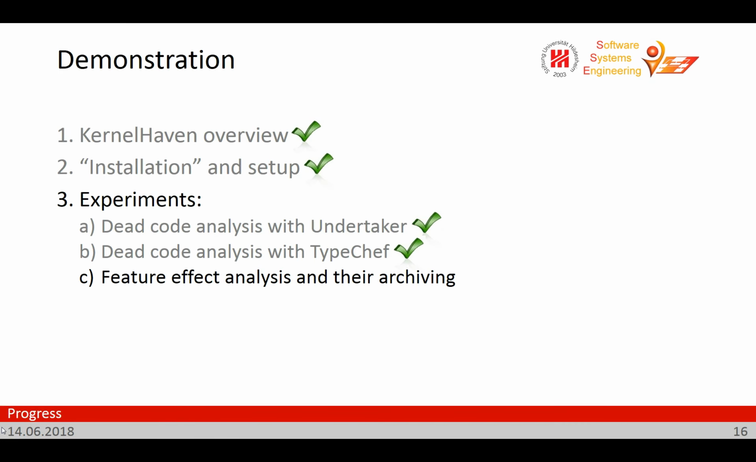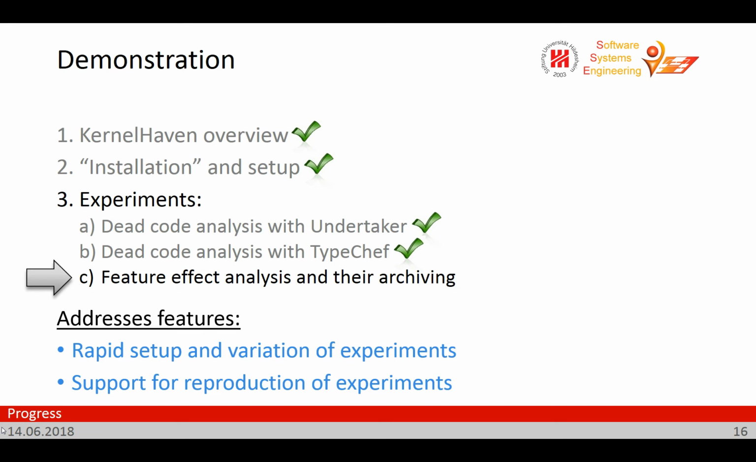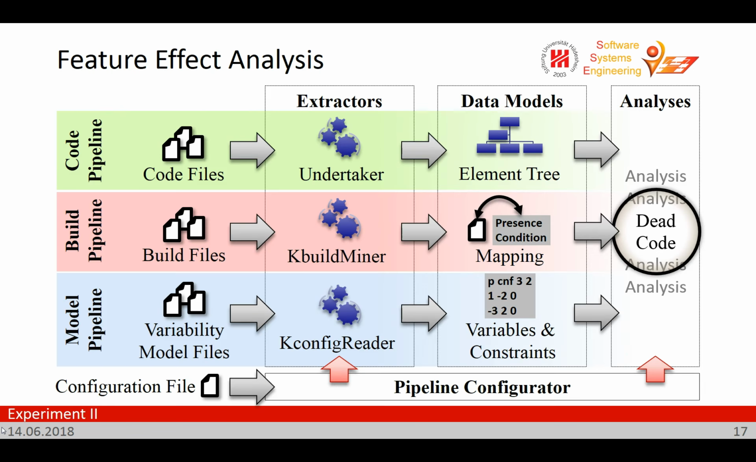But we can not only use dead code analysis, we can also perform feature effect analysis. And this will show you not only another way of rapidly varying experiments, but also how we support reproduction of experiments, because we will also show you the archiving feature now. What happens to our infrastructure and the KernelHaven setup?